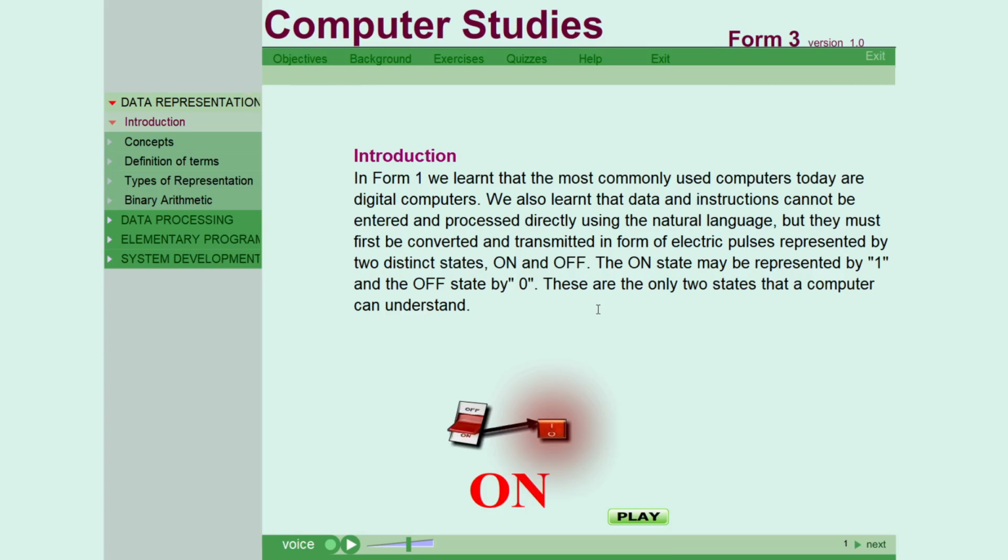Introduction. In Form 1, we learned that the most commonly used computers today are digital computers. We also learned that data and instructions cannot be entered and processed directly using the natural language, but they must first be converted and transmitted in form of electric pulses represented by two distinct states, on and off. The on state may be represented by a 1 and the off state by a 0. These are the only two states that a computer can understand.